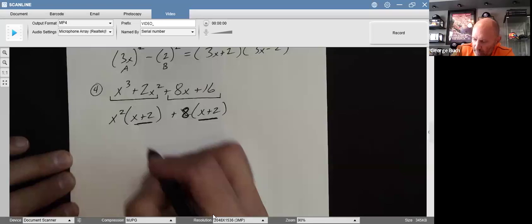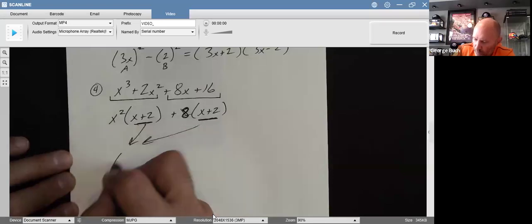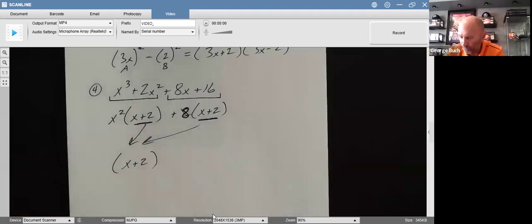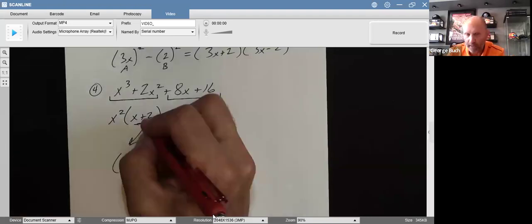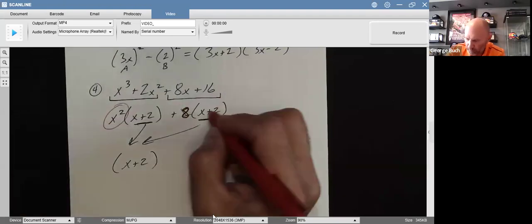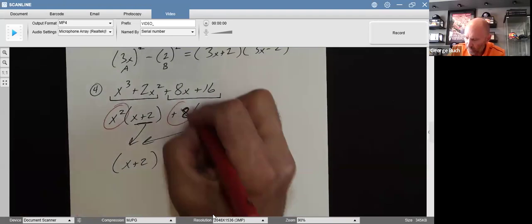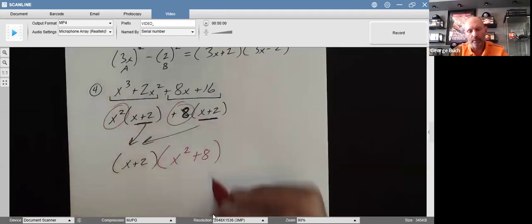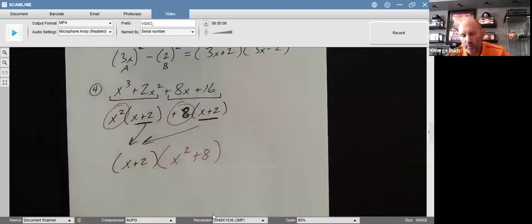So since I have a common factor, I can take it out of both, x plus 2. And what am I left with? Well, in this first one, when I take out x plus 2, I have just x squared. And in the second one, when I take out x plus 2, I have a plus 8. So I end up with x squared plus 8. So that is how we factor that one.